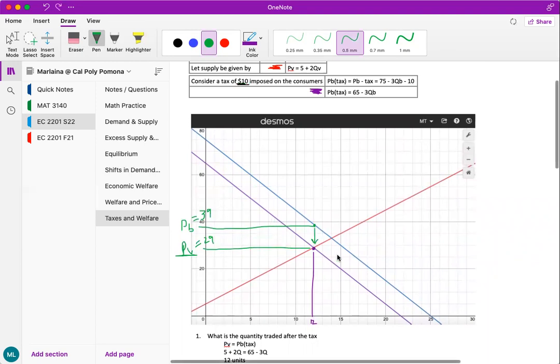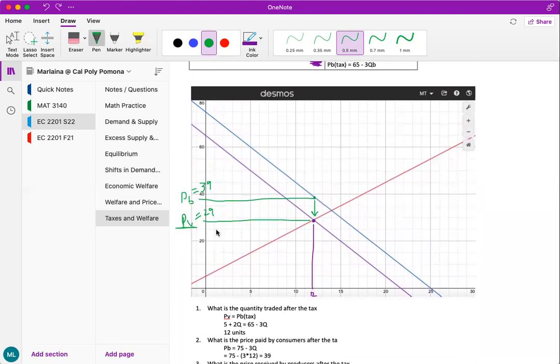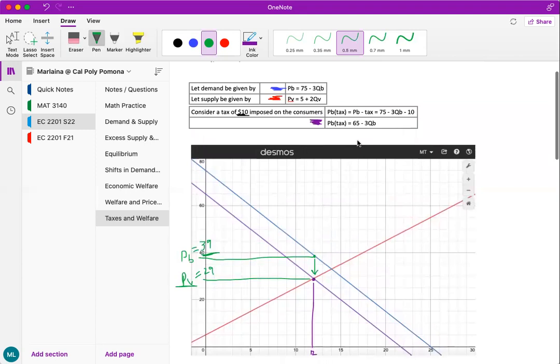So if you're able to find the price the consumers pay, and then you need to find the price the producers are actually receiving, that's just going to be what the consumers pay minus the tax, exactly how we found our shifted equation in the first place.